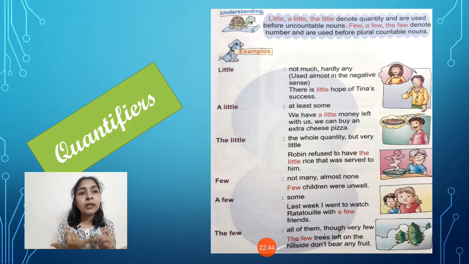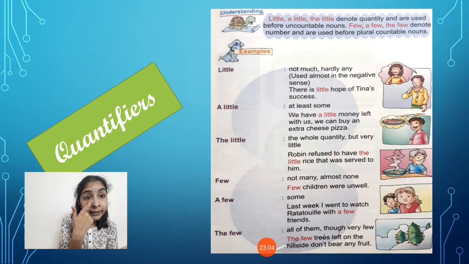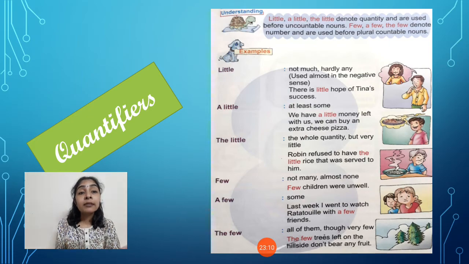Few children were unwell. Now where we were using little was being used for hope, and hope is uncountable, but here we are using few, then few children are countable. Children are countable here, so we are using few for it. Next example, last week I went to watch Ratatouille with a few friends. So again, friends are countable here.